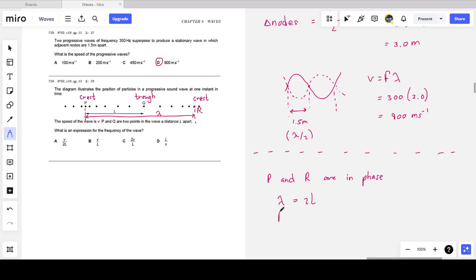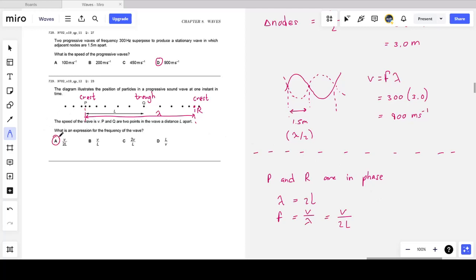And the frequency of a wave is its speed divided by its wavelength. From the wave equation, v is equal to f lambda. But lambda is 2L, so the frequency of the wave is the speed v divided by twice the length. And this corresponds to option A, v over 2L.